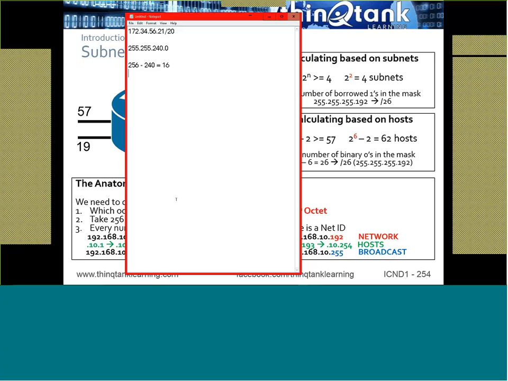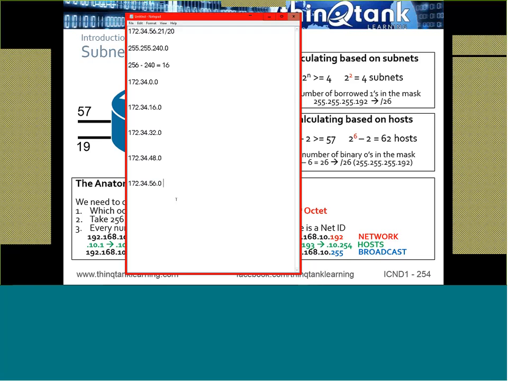So my first network is 172.34.0.0. My next network is 172.34.16.0. My next network is 172.34.32.0. After that, 172.34.48.0. What's after 48? What's 48 plus 16? 56? Is that right?